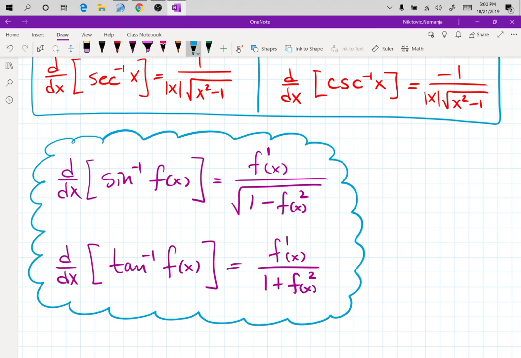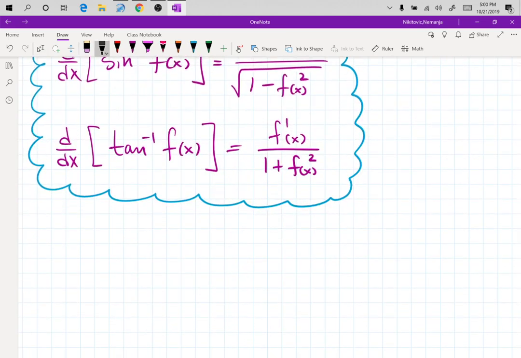And now you just take some derivatives. Keep in mind f of x can be anything, and you need to be able to take the derivative of that f of x for f prime for the chain rule. So let's say you have the derivative of tangent inverse of e to the 3x. Try to follow the formula to answer this on your own.